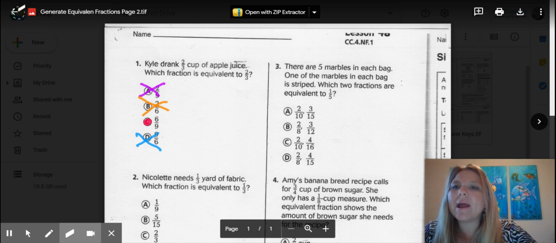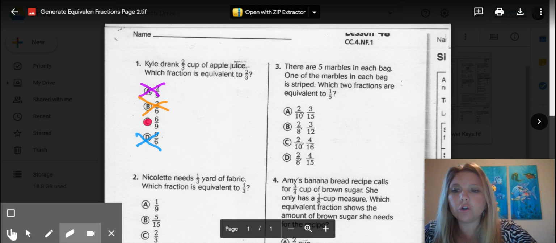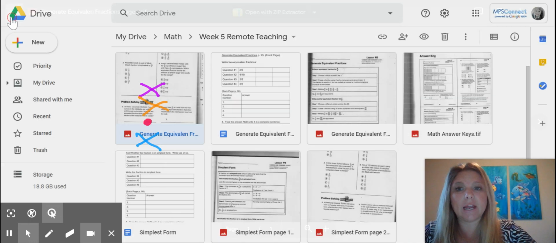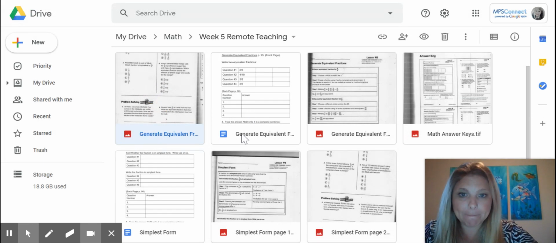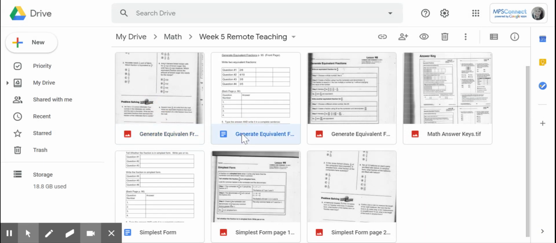Okay, so let's go ahead and go back, and I want to show you how it would look on a Google Doc. Okay, so the front page, remember you have to come up with 2 answers, and there could be many different answers that you come up with for your problem. But if I know that 2 times 2 equals 4, and that would be the top number, and then 6 times 2 equals 12, that would be the denominator. So 4/12 is the same.